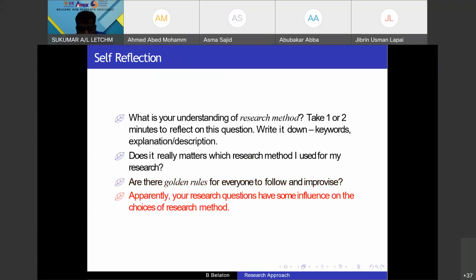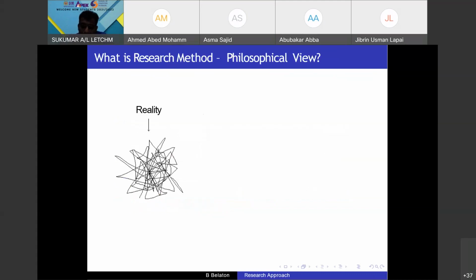Apparently your research question has some influence on the choice of a research method, because at the end of the day, what you plan to do is based on your research question. It is going to influence your research methods, how you are going to solve them and how you are going to get the result.